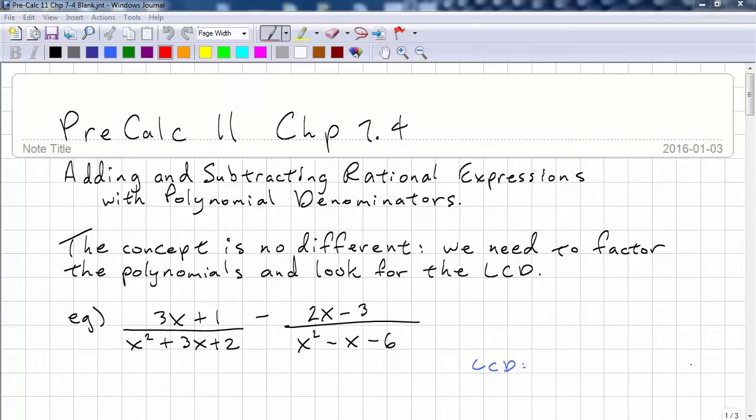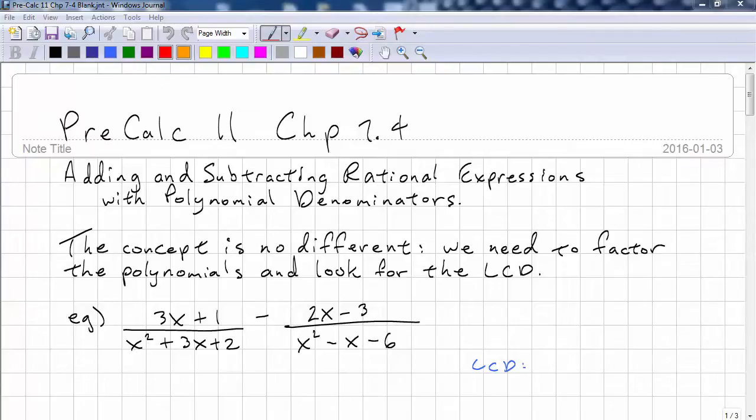This is PreCalc 11, Chapter 7.4. We're going to be looking at adding and subtracting rational expressions with polynomial denominators. So the thing that's changing is we're looking at polynomial denominators rather than monomial denominators. So the concept is no different. We need to factor the polynomials and look for the lowest common denominator.